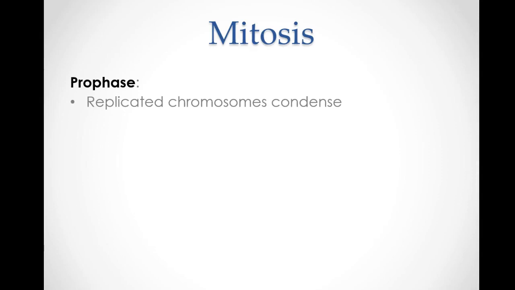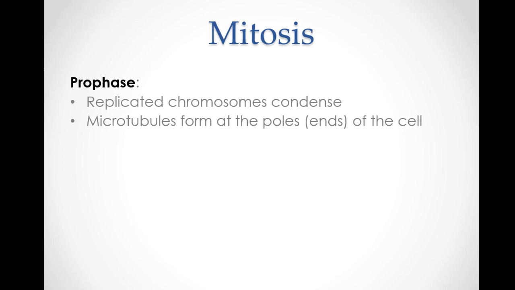We have chromosomes that are condensing. Okay, so we have all that replicated information. Now we're going to make these short, fat chromosomes and make them visible. Certain cytoskeleton features. Remember how we talked about the cytoskeleton in the last lecture? We talked about microtubules and microfilaments. Microtubules are special cytoskeleton features that form basically an anchor point at the poles of our cells, which are kind of the ends of the cells. It's an anchor point that we're going to use.